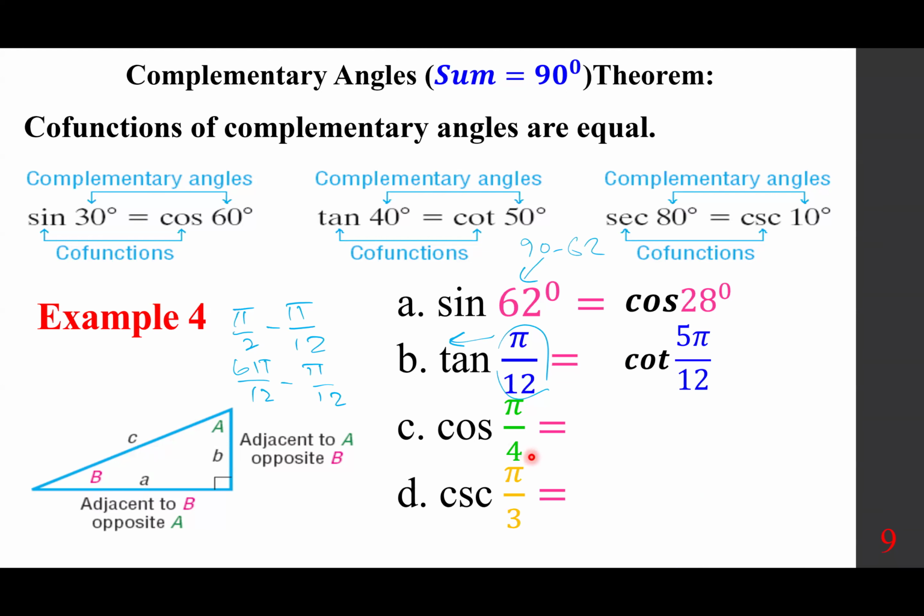Pi over 4, that means 45 degrees, and the cofunction is pi over 4. So cosine of pi over 4 is sine of pi over 4, because these two add up to 90 degrees. And pi over 3, I hope you know it's pi over 6, because pi over 3 and pi over 6, they add up to 90 degrees, or pi over 2. So cosecant becomes secant of pi over 6.